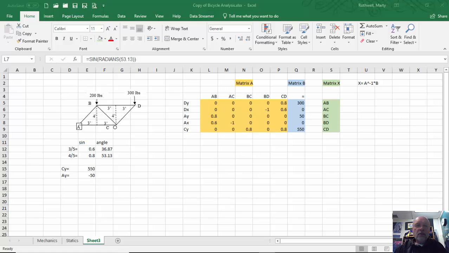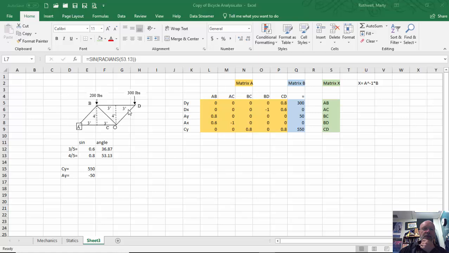Okay, we're going to show how to do matrices using Excel. As you can see, I've already set up a problem here. I have a five-sided truss. I've already figured out what my A of Y and C of Y are. C of Y is pushing up with 550 pounds. A of Y is pulling down with 50 pounds. So I know that all my horizontal forces balance out, so I'm in good shape.